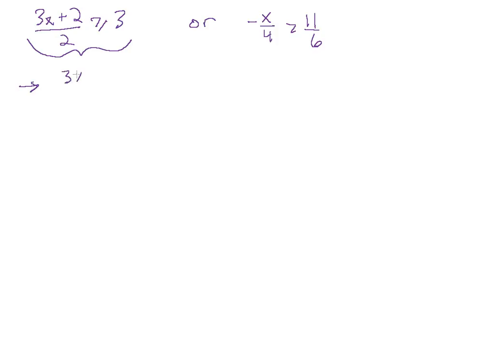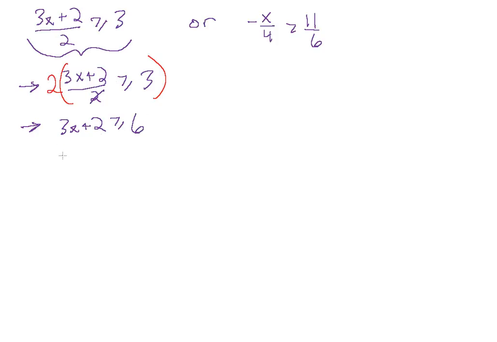So we have 3x plus 2 divided by 2 greater than or equal to 3. Let's go ahead and get rid of the fraction first by multiplying through the entire inequality by 2. The denominator is going to cancel, so we have 3x plus 2 is greater than or equal to 2 times 3, which is 6.